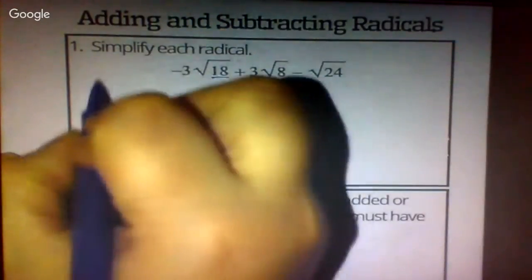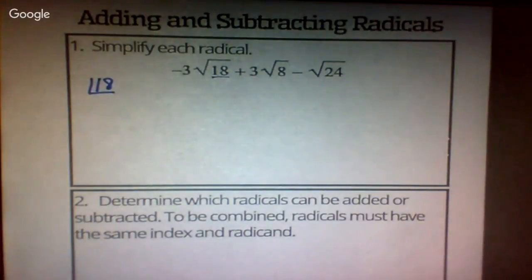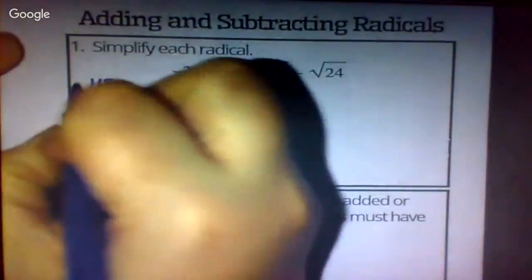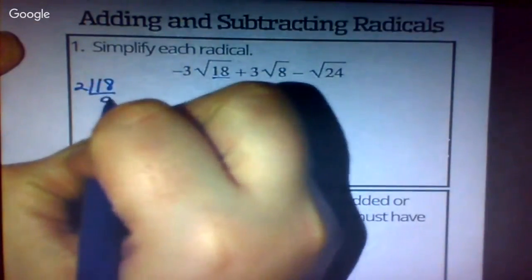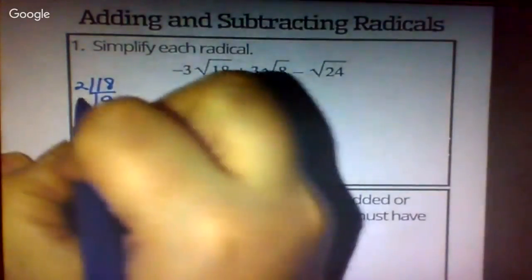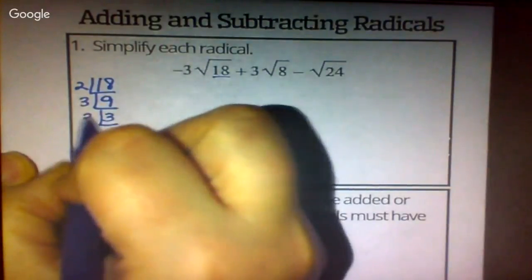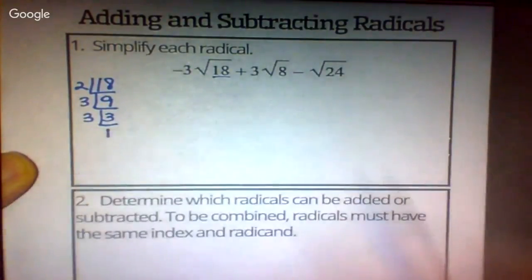So we need to break down 18 into its prime factors. What is 18 divisible by? 2. Which leaves me with 9. 9 is divisible by 3, which leaves me with 3, and 3 is divisible by 3, which leaves me with 1.